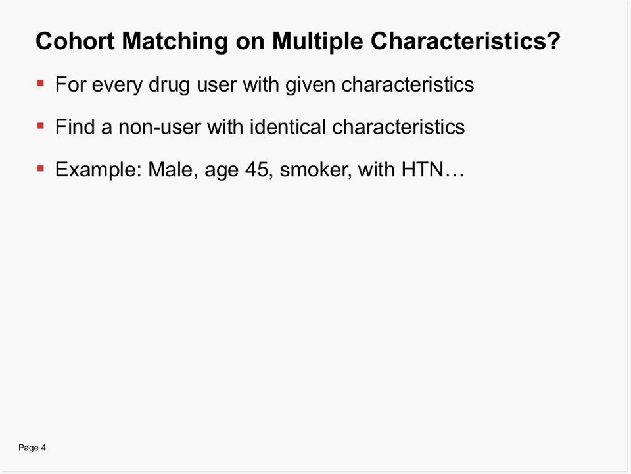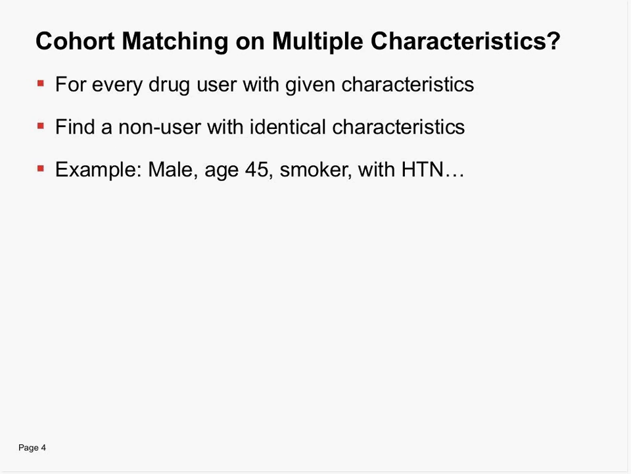Propensity scores allow you to address a lot of different characteristics rather than just individual ones. And let's look at an example here in matching on multiple characteristics. What's nice about matching is it has some very intuitive properties, and it helps us illustrate what we're aiming to do with propensity score matching in the context of cohorts.